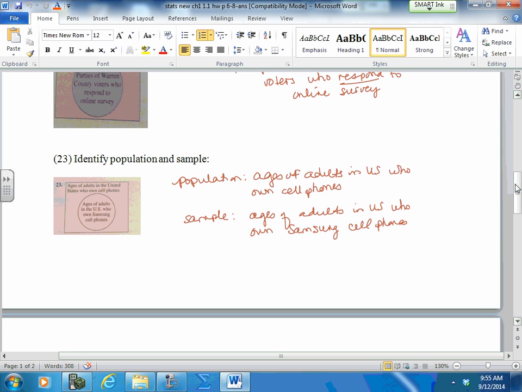This is probably hard to see. Ages of adults in the United States who own cell phones. And these are the ages who own a Samsung cell phone, a particular cell phone. So you've got all the people and then the Samsung people. Okay?